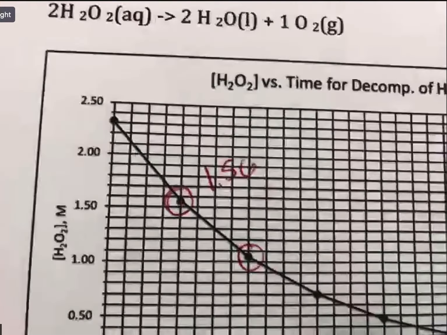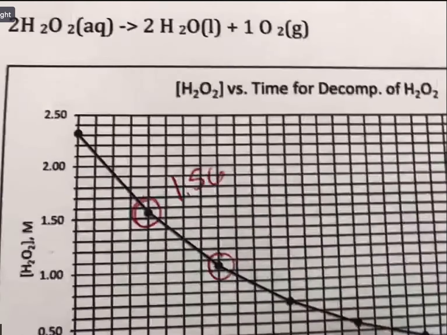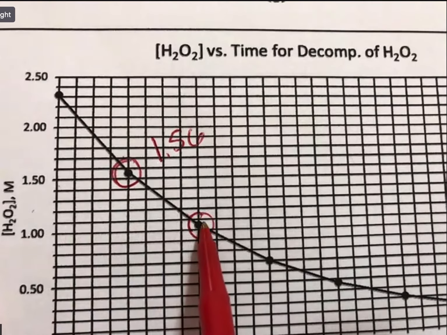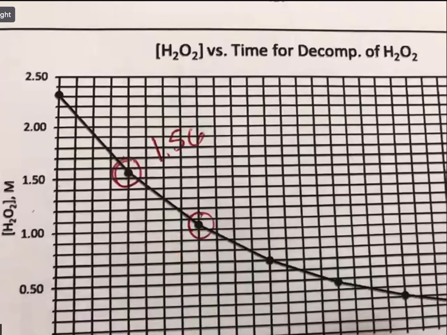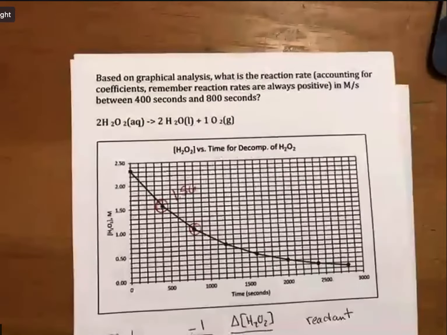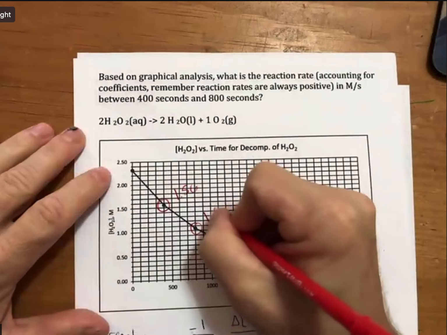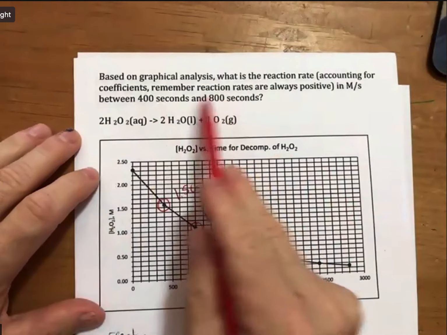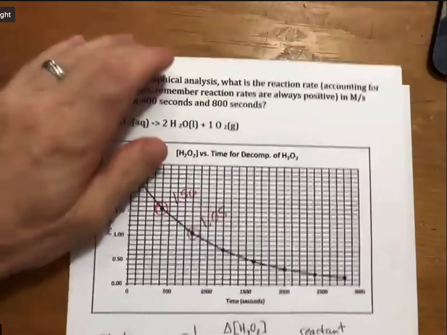So 1.56. And then the other point is going to be, well, here's 1 and here's 1.1. So it looks about halfway, maybe a little less. Let's go with halfway, so 1.05. And you'll see that different questions ask for different times on this one.